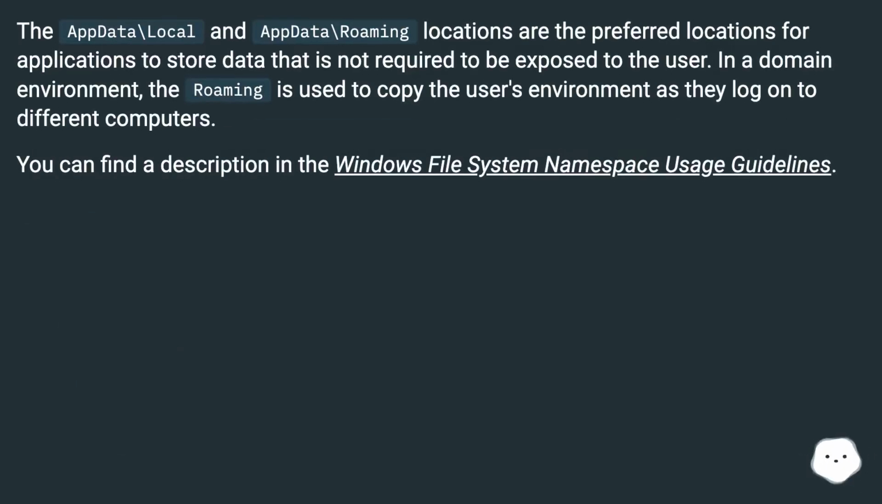The AppData\Local and AppData\Roaming locations are the preferred locations for applications to store data that is not required to be exposed to the user. In a domain environment, the roaming is used to copy the user's environment as they log on to different computers. You can find the description in the Windows File System Namespace Usage Guidelines.